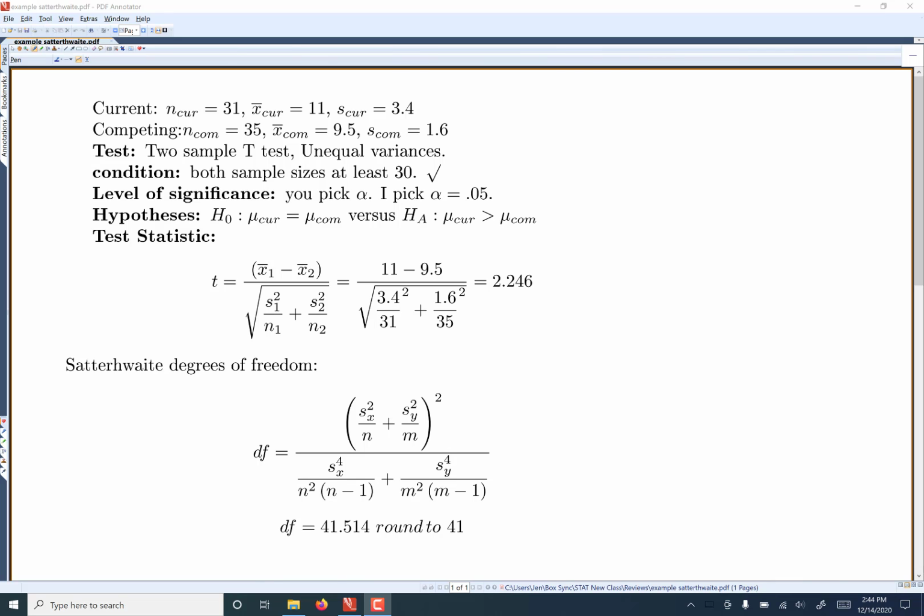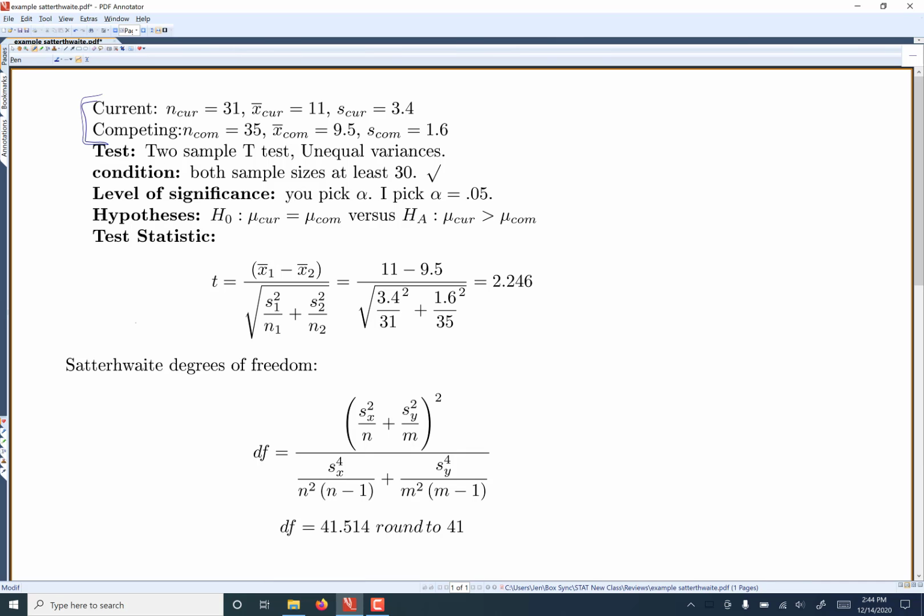In this example, we are doing a two-sample t-test with unequal variances. So I've written down the information here. And you can see that the first standard deviation is 3.4 and the second one is 1.6. I'm going to say those are different enough. I felt more comfortable doing unequal variances. Okay, and you can see going through, I did things like check the conditions and everything.